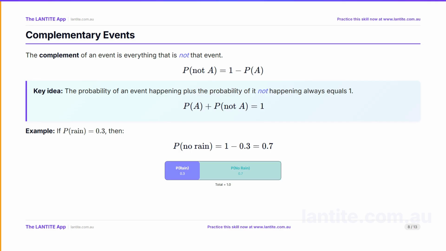Complementary events are a powerful shortcut. The complement of an event is everything that is not that event. The probability of an event plus the probability of its complement always equals 1. So, if the probability of rain is 0.3, then the probability of no rain is 1 minus 0.3, which is 0.7. This is useful when it is easier to calculate the probability of something not happening and then subtract from 1.